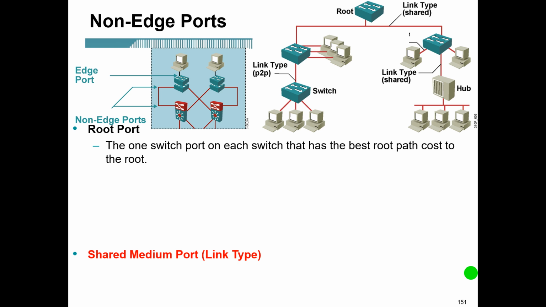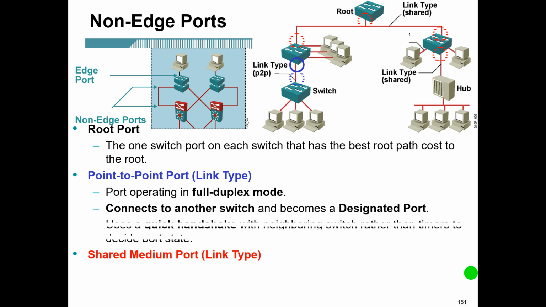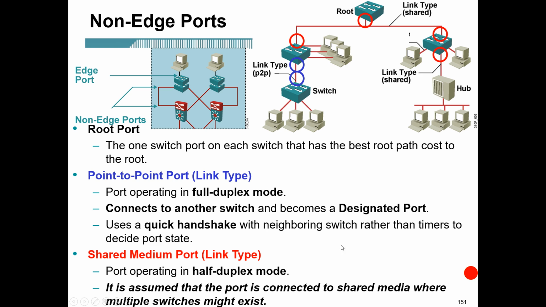So a non-edge port is one switch port on each switch that has the best root path closest to the root. There are link types: the shared medium port link type and the point-to-point port link type. The point-to-point port operates in full duplex, connects to other switches, and will become a designated port. It uses a quick handshake with neighbors, switching rather than timers. Our shared medium port link type is a port operating at half duplex. It is assumed that the port is connected to a shared media, where multiple switches may exist.